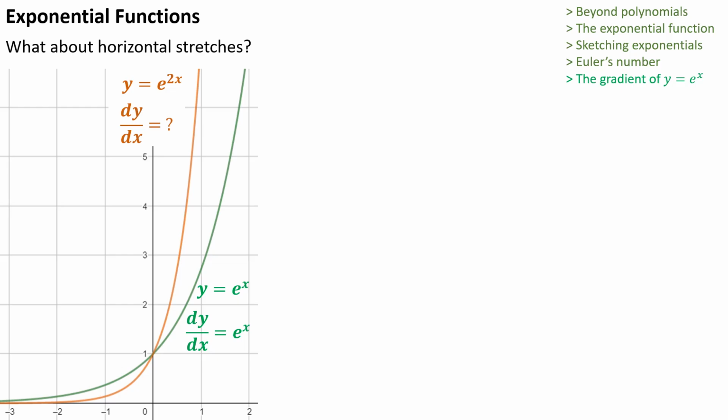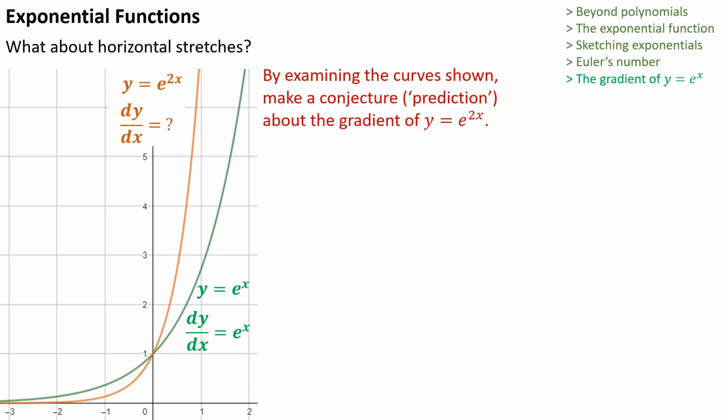When you apply a horizontal stretch to an exponential function, like this one for instance, e to the 2x instead of e to the x, I'm doing a horizontal stretch of scale factor 1/2. And we've got a little more complication here than we had before. What I'd like you to do is come up with your own conjecture, make a prediction about what the gradient function of y equals e to the 2x might look like, and then see if that is backed up by what you see when you look at these curves. Pause, have a good think about this, jot down what you predict the gradient function would be, and then see if it fits the curve.